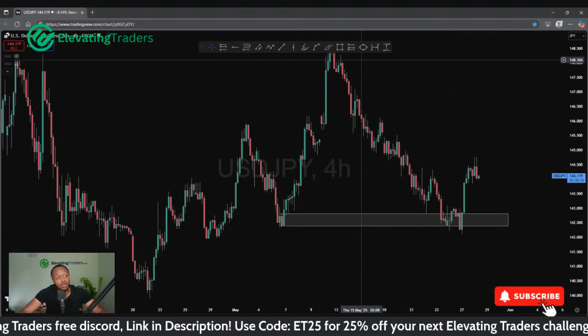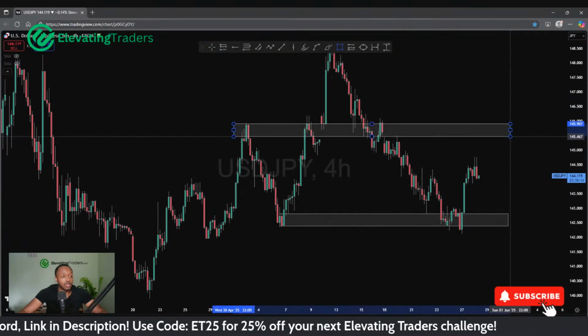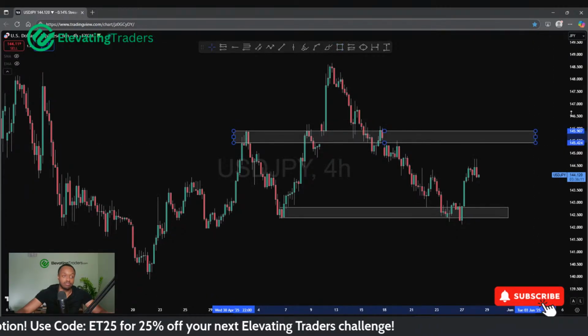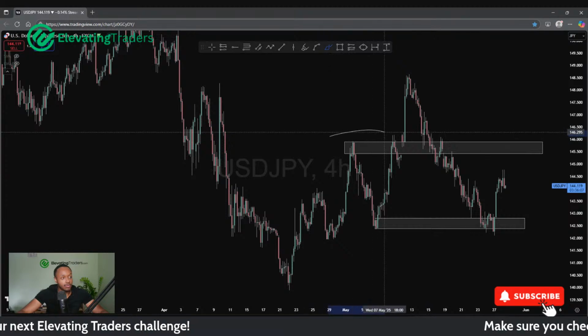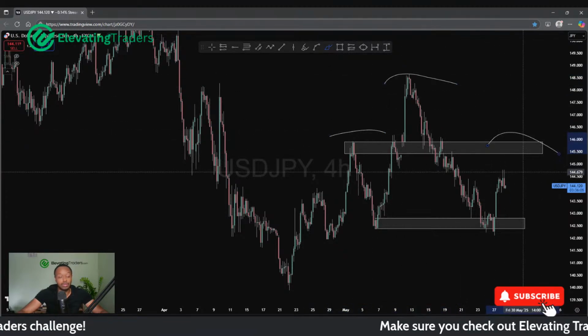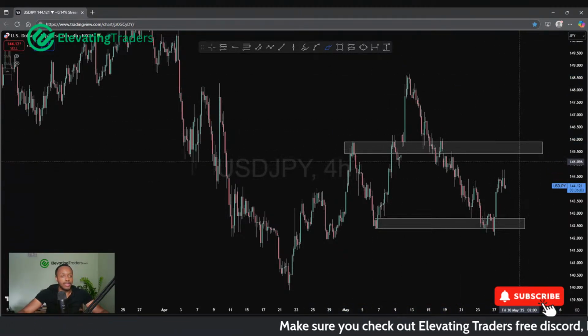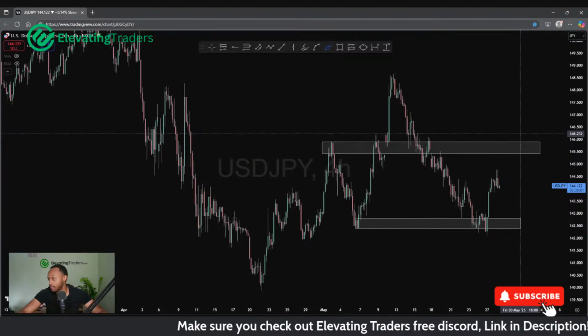I think the sells could look good though. I do like the shorts for dollar yen because I'm looking at this head and shoulders pattern potentially forming. We've got a left shoulder over here, we've got a head over there, and possibly a right shoulder could form at this 145.500 level.